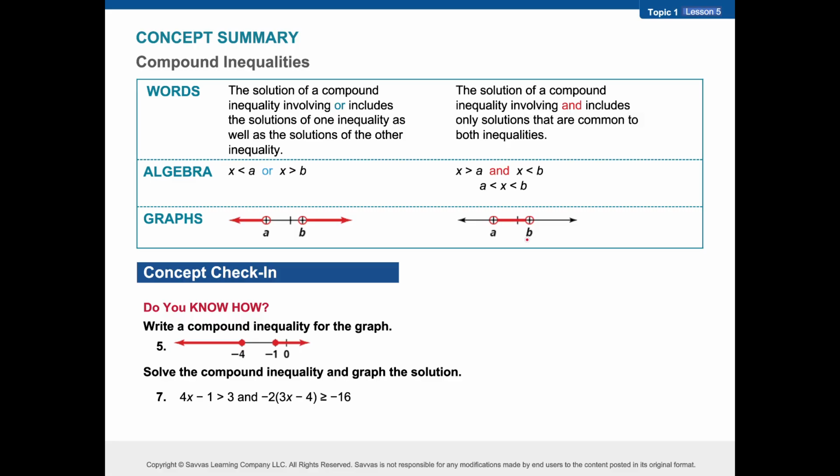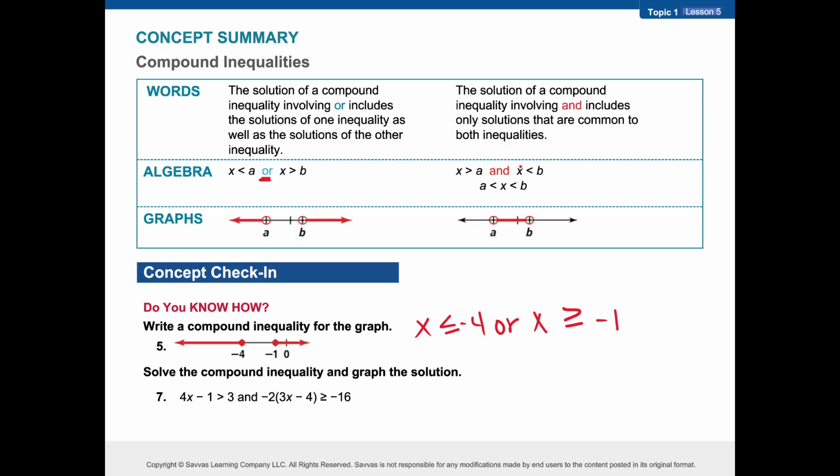These are your ors, these are your ands. Write a compound inequality. I see that they're shaded apart. When they're shaded apart, they can only be written with the word or in the middle. X is something to -4 or X is something to -1. It's being shaded to the left of -4, so those numbers are less than or equal to -4. X is being shaded to the right of -1, so greater than or equal to -1.